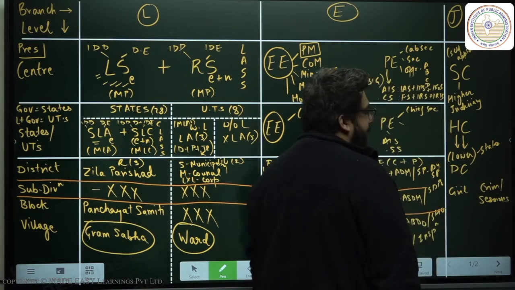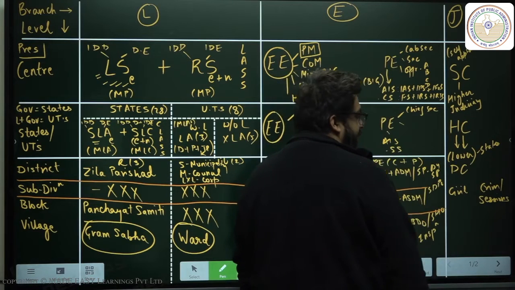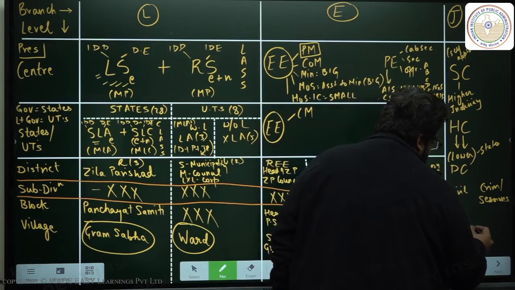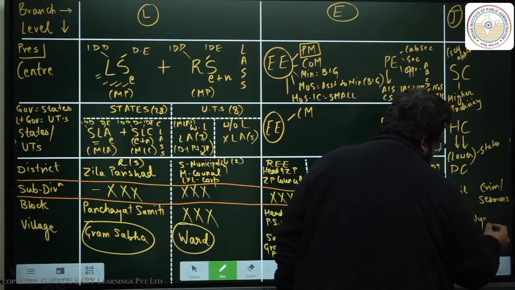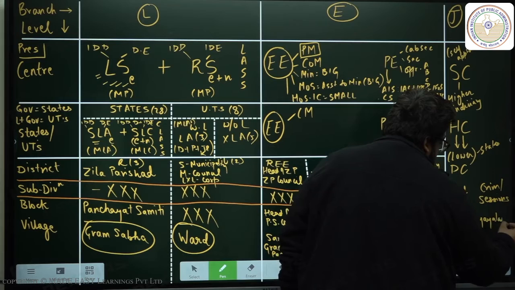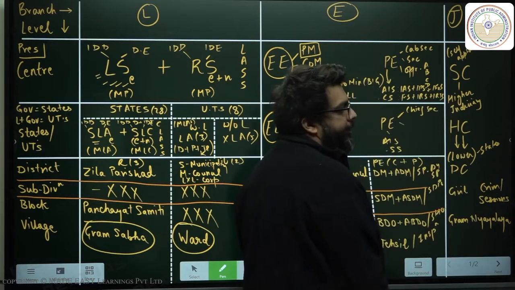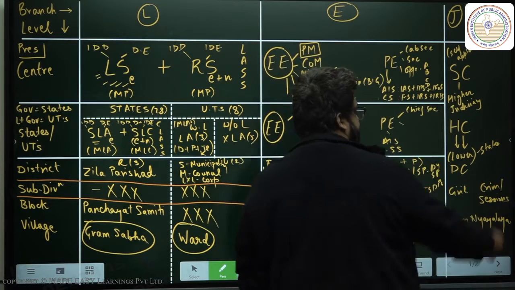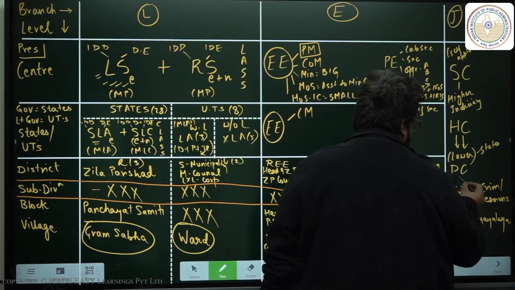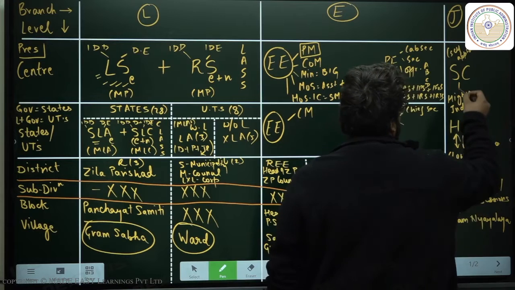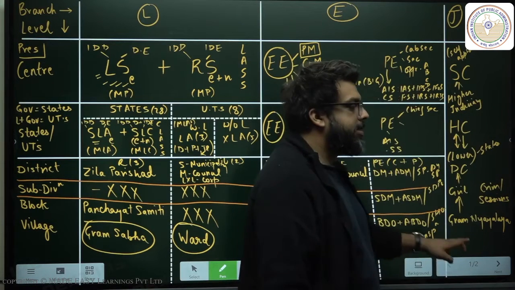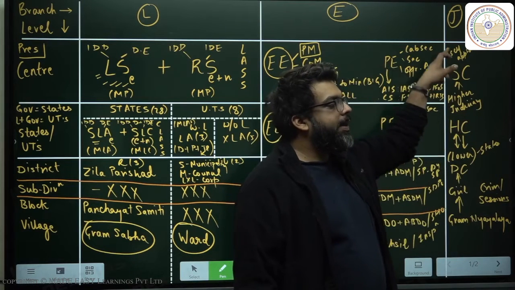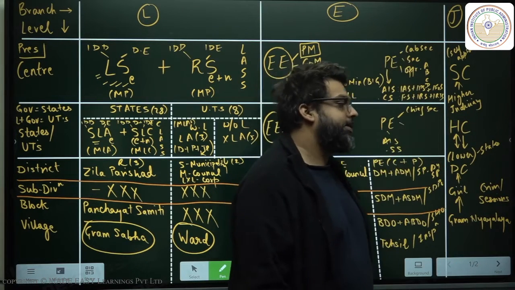Okay? And then you have the lowest court in this country. This is called the Gram Nyayalaya. This entire ecosystem is the formal judicial system. You can start from the lowest court, go on appeal to the highest courts, right?